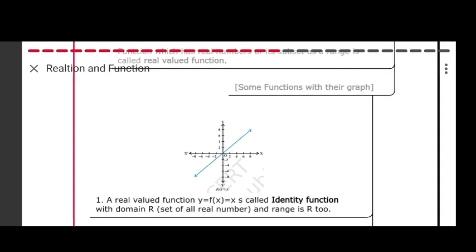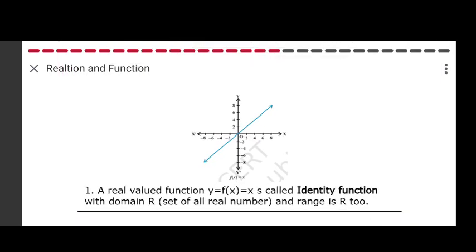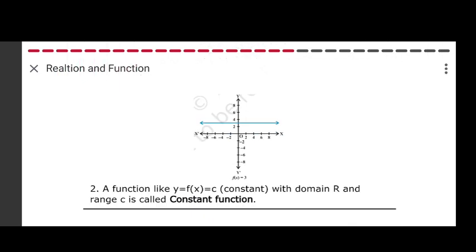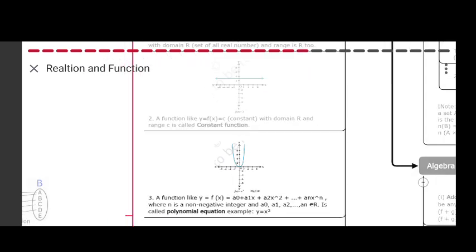Some functions with their graph. 1. A real-valued function y = f(x) = x is called the identity function with domain R, the set of all real numbers, and range R. 2. A function like y = f(x) = c, a constant, with domain R and range {c} is called a constant function.